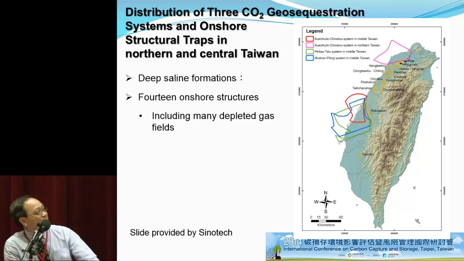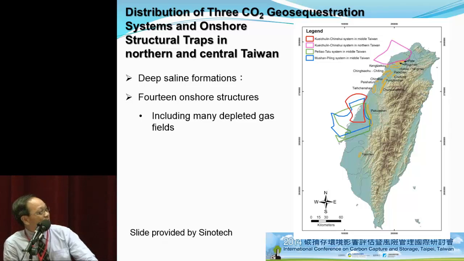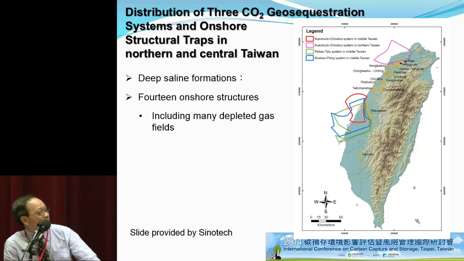Because, for example, in the Taoyuan Tableland and the offshore area, there's very little seismicity, almost no earthquakes there. And also in the Changhua coastal plain and the Yunlin area in the east offshore area, there are very few earthquakes. So they are all very ideal sites for CO2 geosequestration. And for onshore structures, there are many structural traps and also depleted gas fields. But in southern Taiwan, there are still some options for CO2 geosequestration.